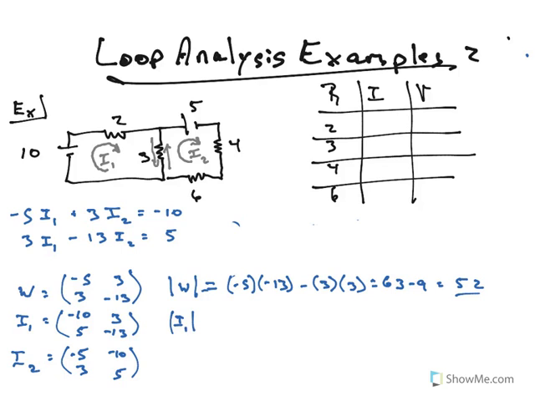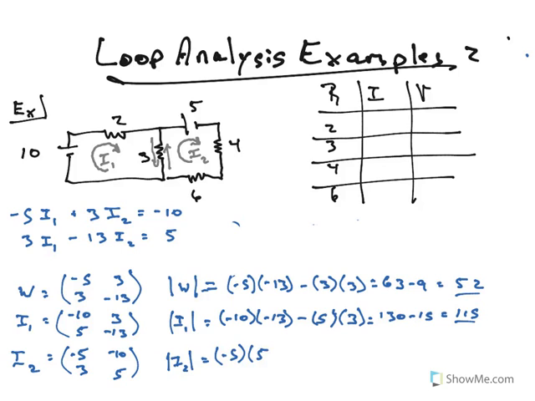I1's determinant, we have negative 10 times negative 13 minus 5 times 3. So 130 minus 15, which is 115. And lastly, the I2 matrix, which is negative 5 times 5 minus 3 times negative 10, negative 25 plus 30, which is 5. All right. Now we have our determinants. We could get our I1 and our I2.